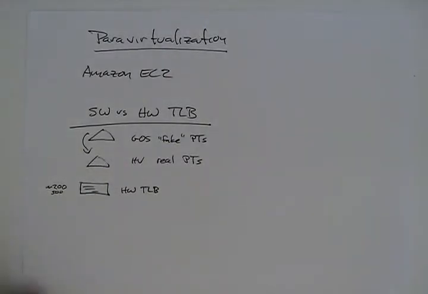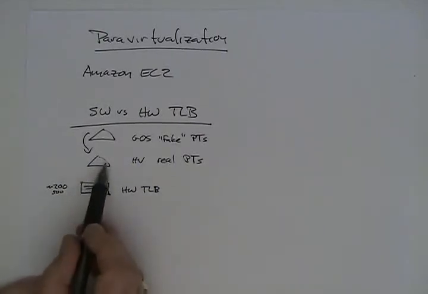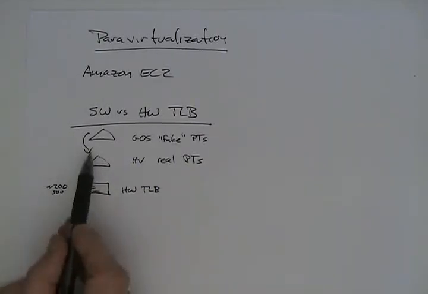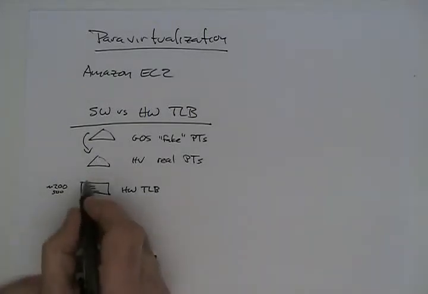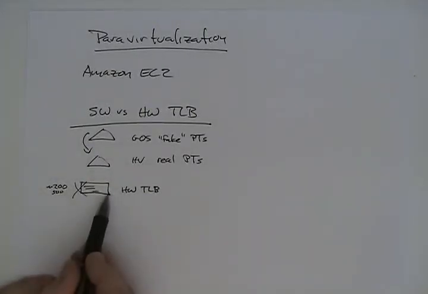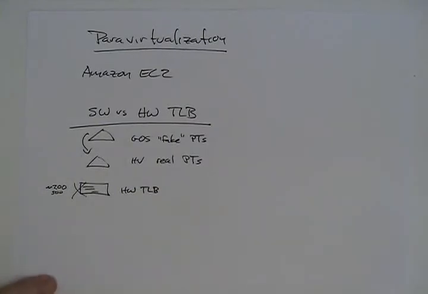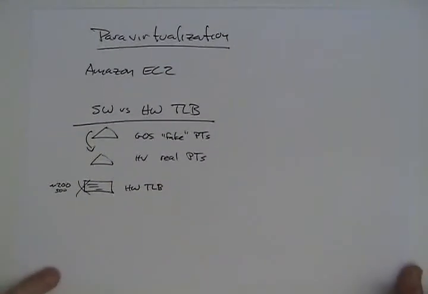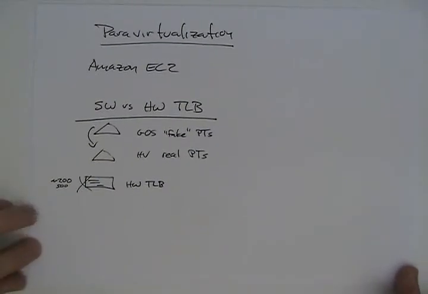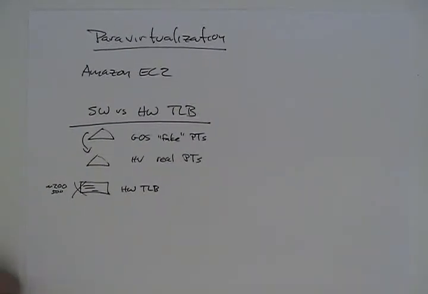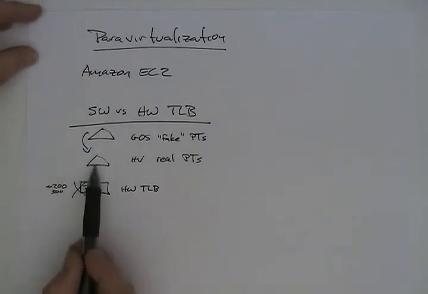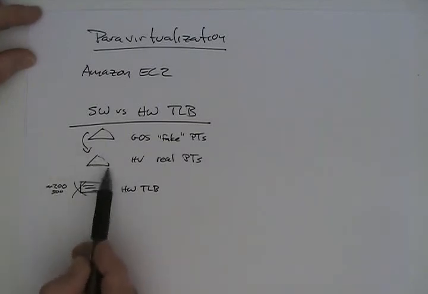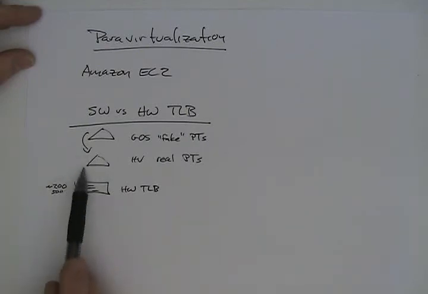So the simplest approach is every time we switch address spaces, we just invalidate the hardware TLB. In fact, you can't do otherwise on an Intel CPU. When you change CR3, it throws out the contents of the TLB. We could do the same thing in the hypervisor. We could throw away the contents of this set of page tables every time we switch address spaces.